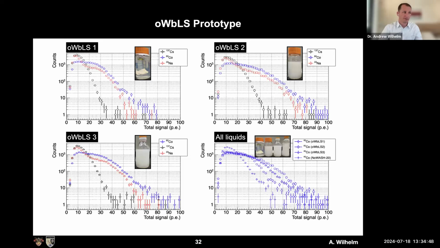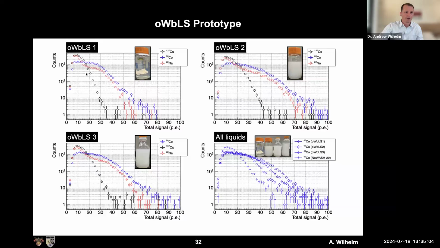Next, we compared the spectra from the gamma rays of three radioisotopes for each of the opaque water-based liquid scintillators, as well as for NOWASH 20. So up in the upper left, you have opaque water-based liquid scintillator 1. And the gamma rays from these, I guess, require a little explanation.